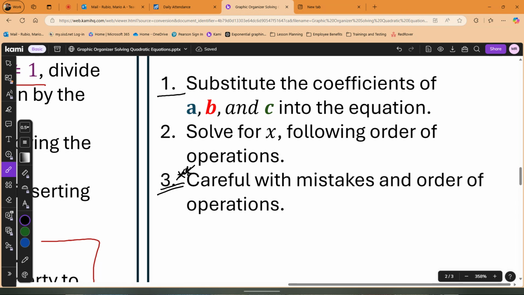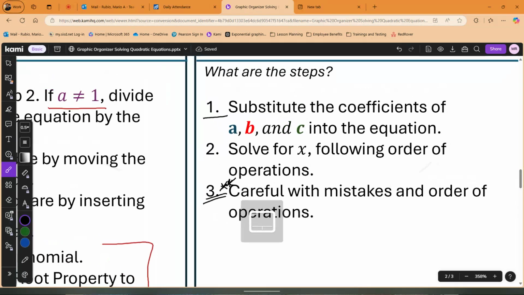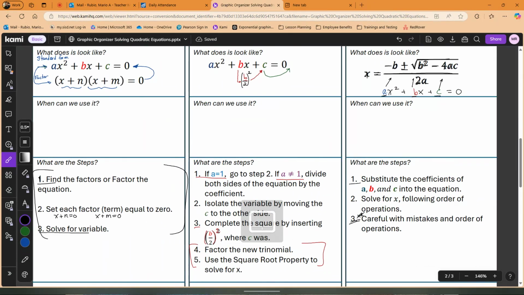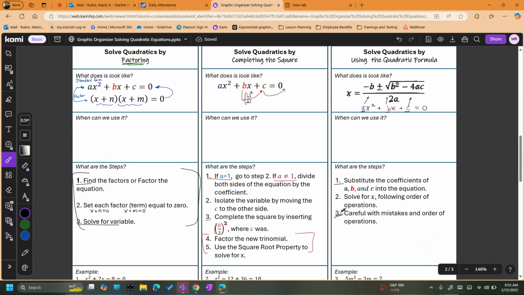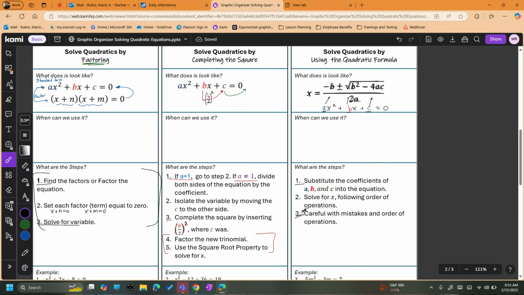So what I want you to do is make sure you copy all of this down into your graphic organizer. Where are we at? Right here. You should have copied all this down. Your partners are going to get the when we can use it and the examples, and then you are going to swap the information with each other. Okay?